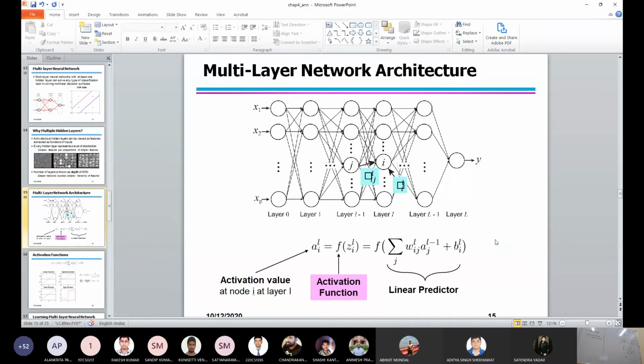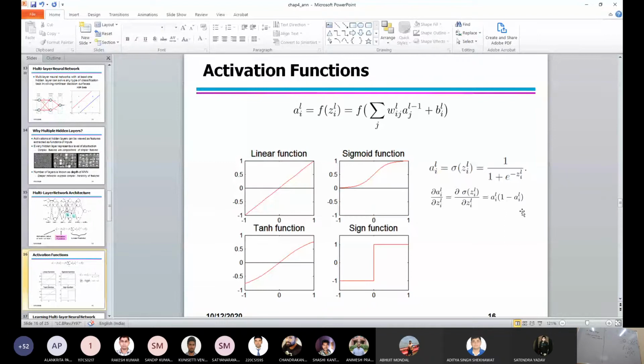Now what is the question? The challenging part is how to learn this value of W_ij, because earlier we had the single perceptron, it was much easier. Now you can see the slide here, right? So again, a_i^L equals function of z_i^L, and then function of W_ij^L a_j^(L-1) plus b_i^L. I am not writing anything on the board.